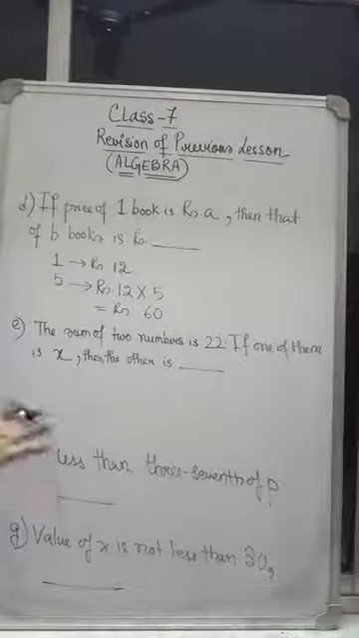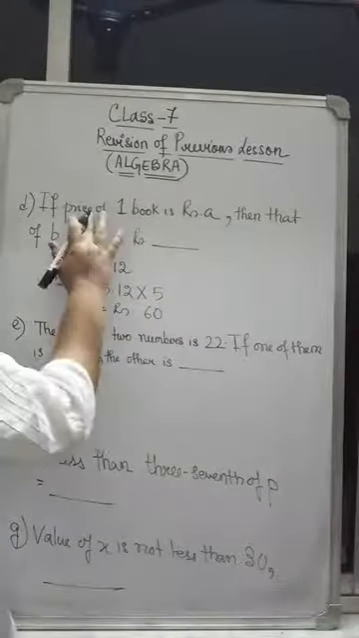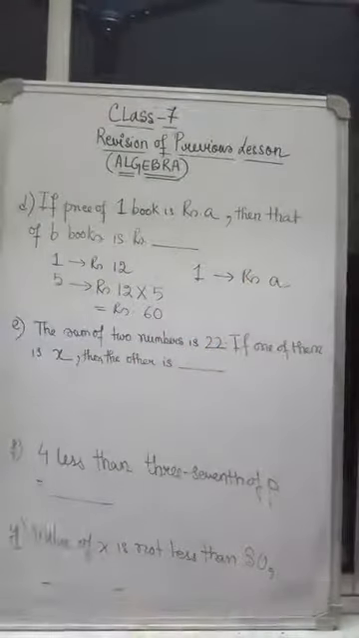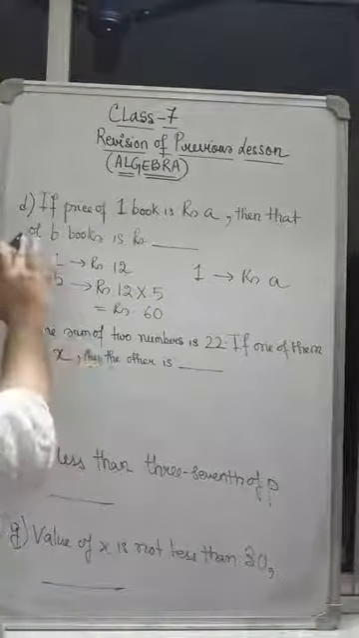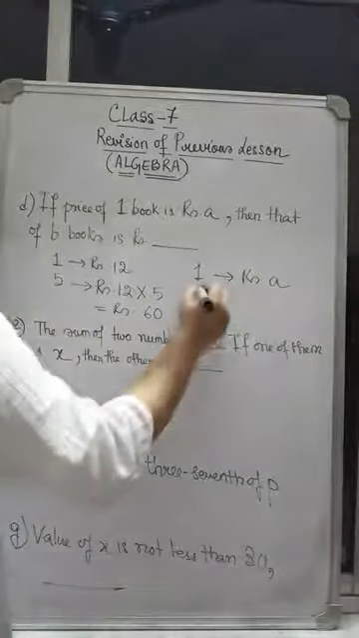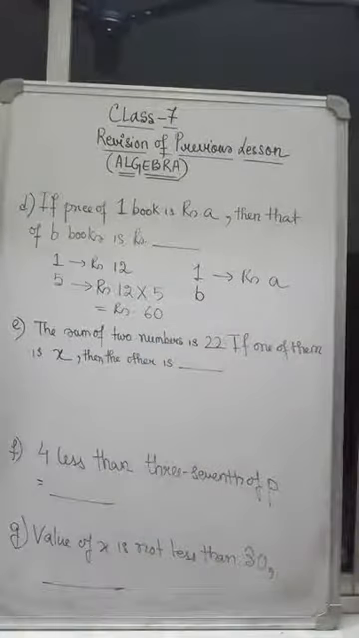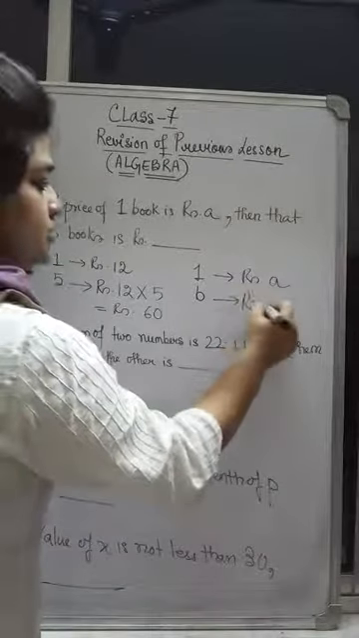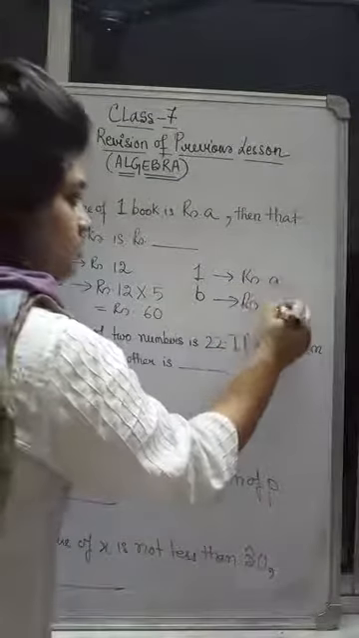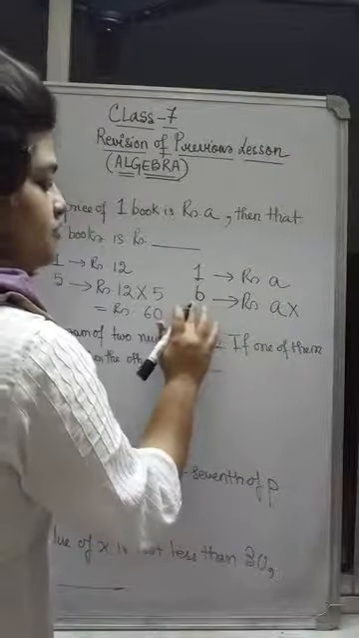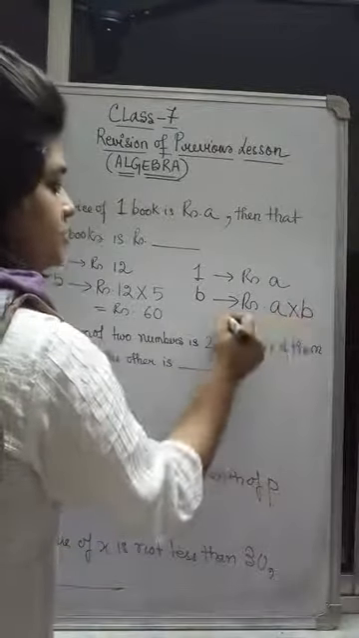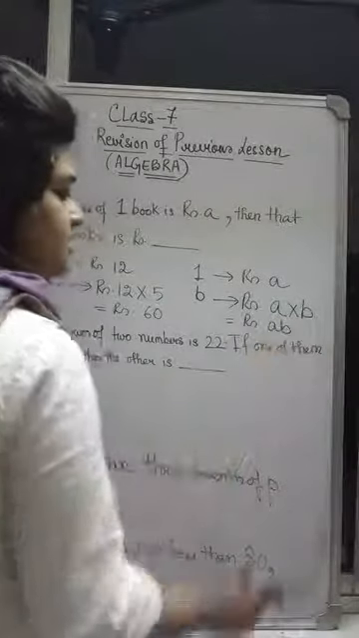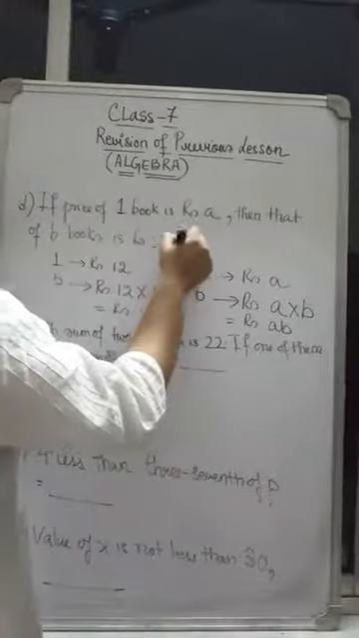60. Same thing, here number is not given. What is given? Price of one book is rupees A. It is given in the form of letter. Then the price of B books means price of B number of books will be how much? It is equal to rupees price of one book into how many number of books is there? B, which is equal to rupees. When you multiply the letters, you can write in algebra AB. So it will be rupees AB.